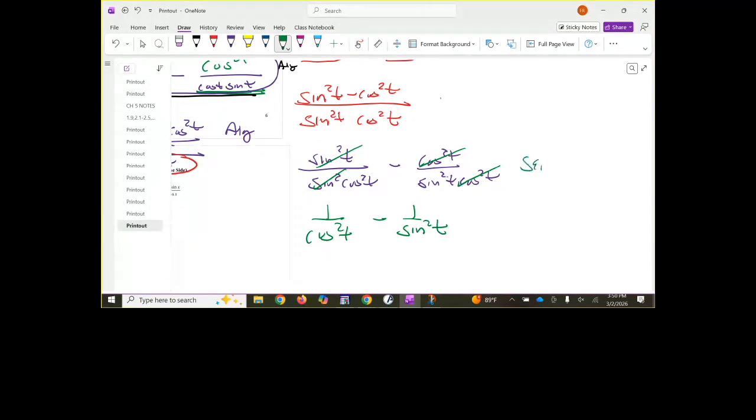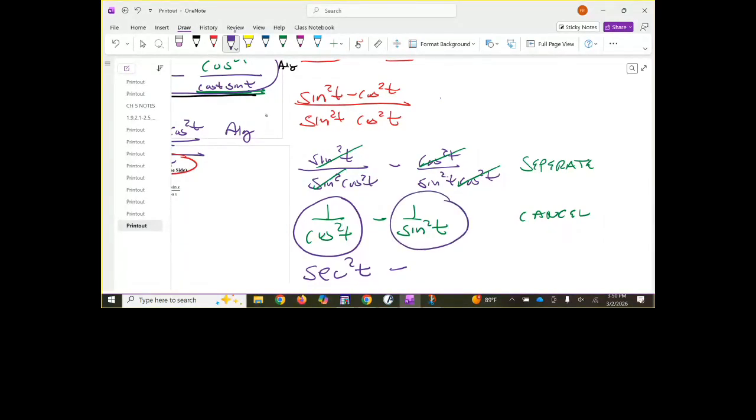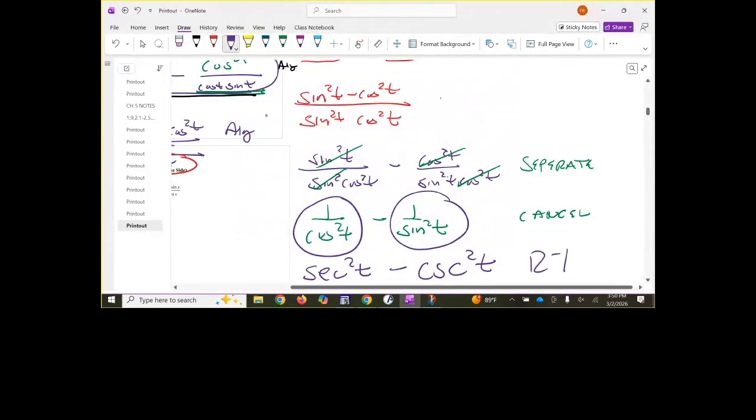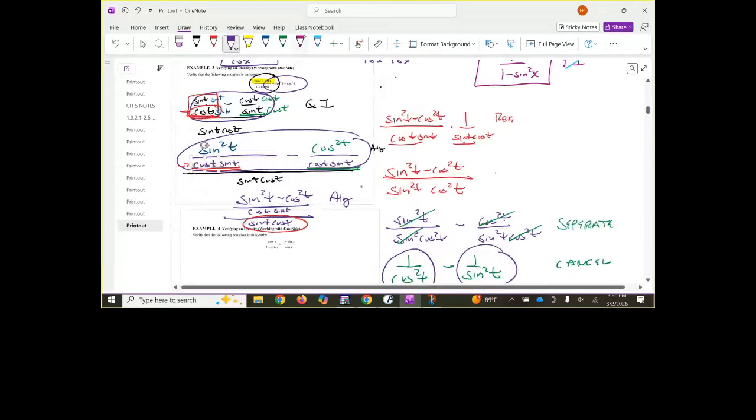So here we separate, here we cancel. All right, let's take a look, y'all. What's another way we can write 1 over cosine squared? Secant squared t. What's another way we can write 1 over sine squared? Cosecant squared t. What did we use to do that? Those look like reciprocal identities. I know it's a lot of work. That's what I'm getting on that side over there.